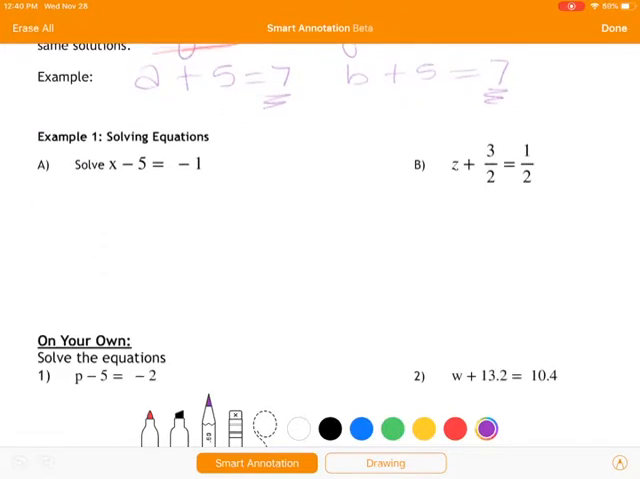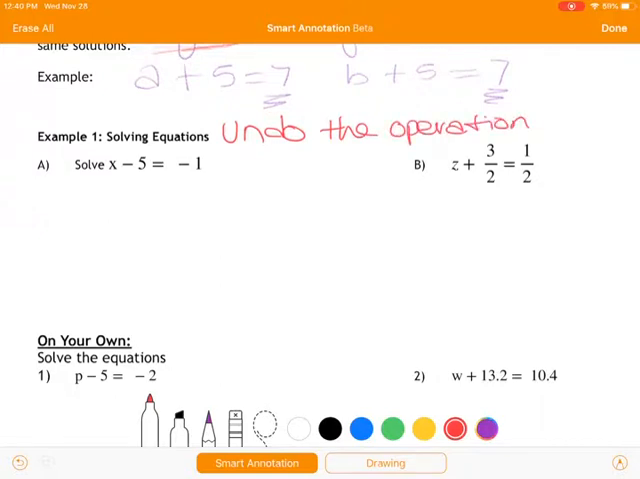The biggest thing when you are solving equations is you want to undo the operation. So I'm going to write this out, and I want you guys to make sure that you write this out on your paper too. Undo the operation. This is key terminology that we need to remember when we are trying to solve equations. So for example, in A, it says solve x minus 5 equals negative 1.